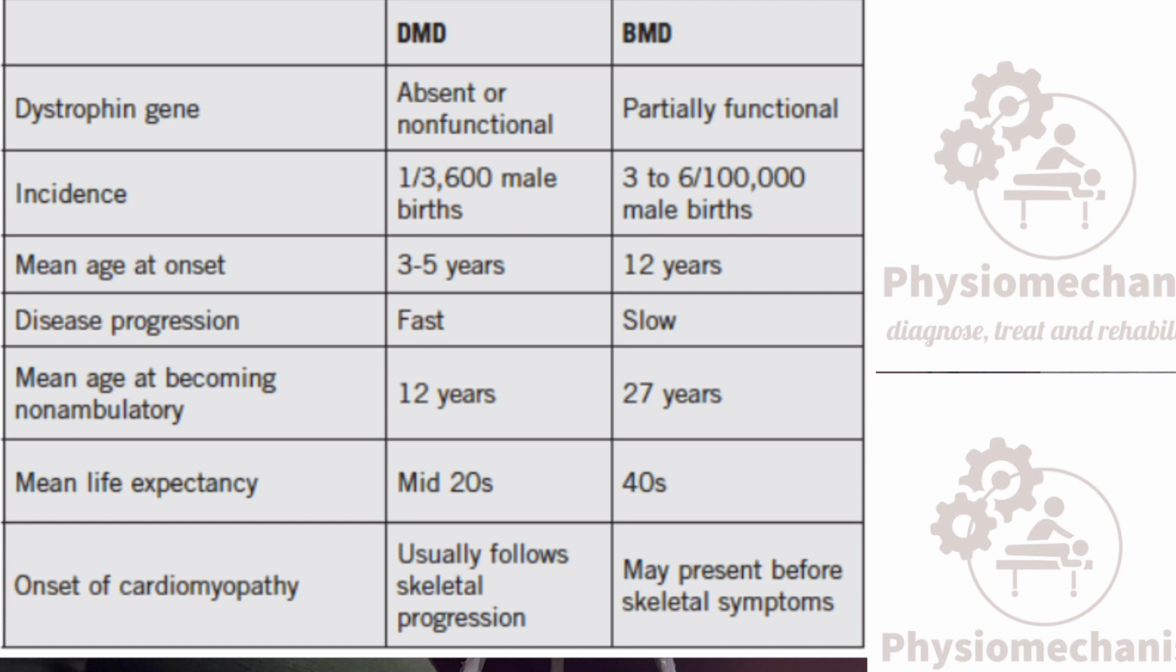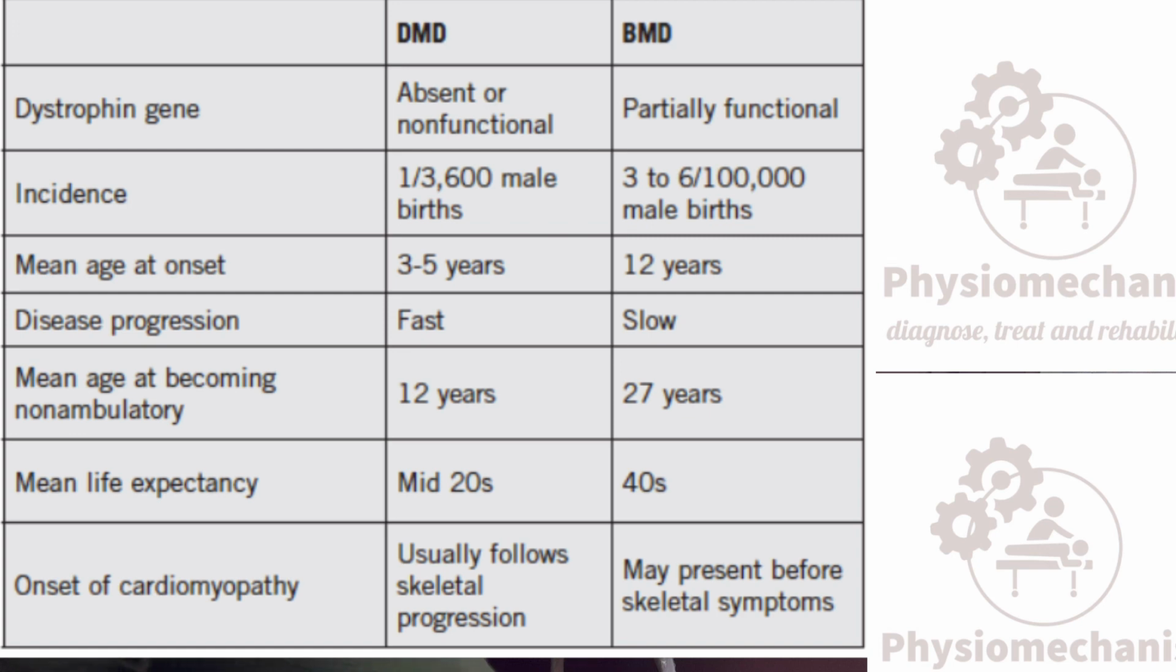The incidence of Duchenne muscular dystrophy is 1 in 3,600 male births. But for BMD, the incidence is 3 to 6 per lakh male births. Mean age of onset for DMD is 3 to 5 years, but for BMD it's about 12 years.